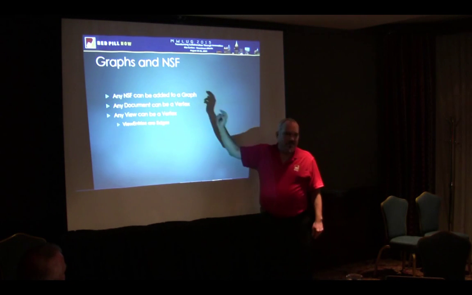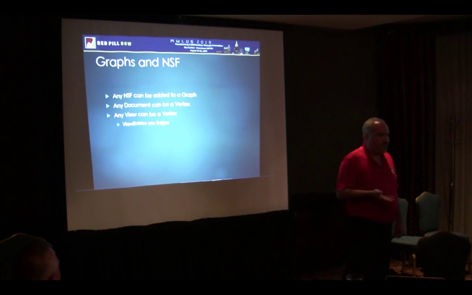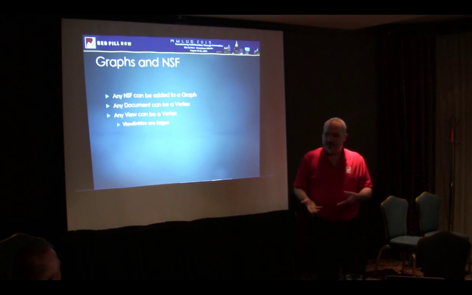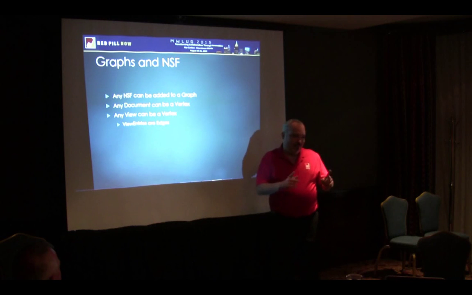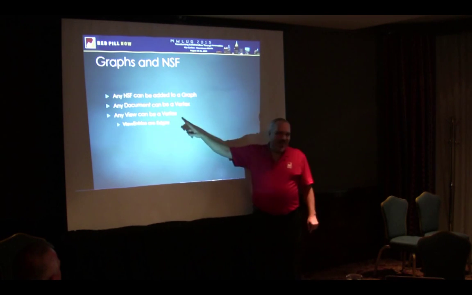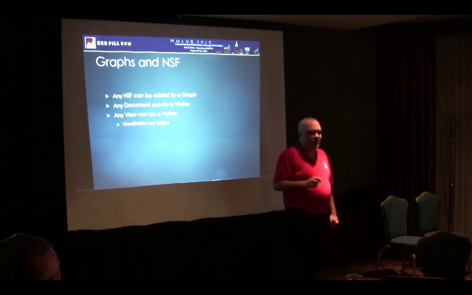Any document can be a vertex in the NSF graph engine, right? So if you have an existing customer, that customer simply becomes a vertex in that graph. And now, and this is very new, I only started on this last week, any view in any NSF can be a vertex, and then the view entries become edges.